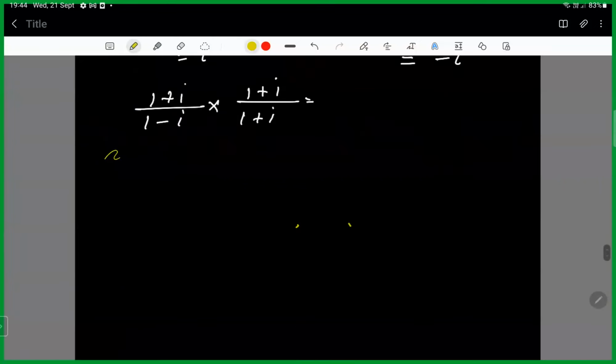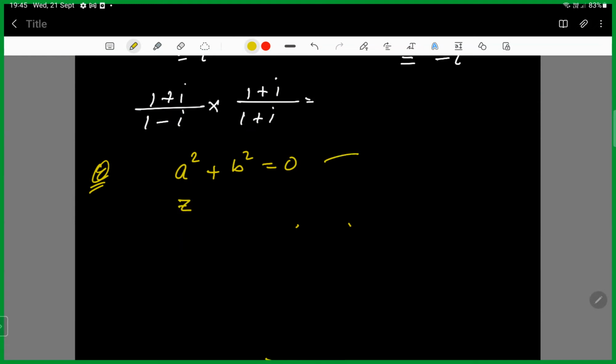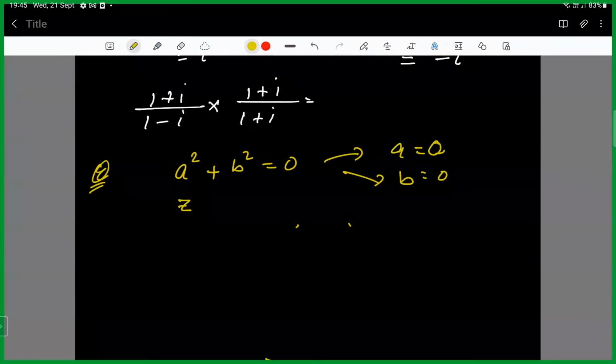Coming back to you. See, for real numbers, if a square plus b square is equal to 0, is it the same for complex numbers? For real numbers, that means a has to be equal to 0 and b has to be equal to 0, right? Only then it is possible. Is there any other answer? Tell me.